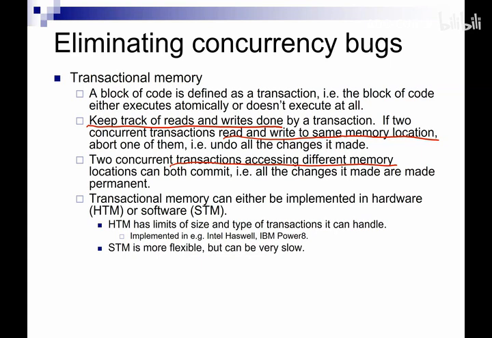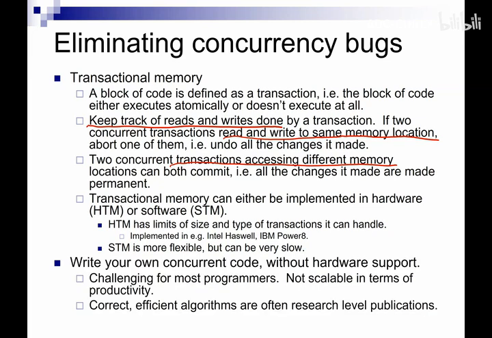On the other hand, you can do this in software, and there it becomes a lot more flexible because, for example, to keep track of the reads and writes, you can just store that in the memory of the processor. So then you can deal with much larger transactions. However, because you're doing this in software, of course it's going to be a lot slower. Currently the software transactional memory systems usually obtain pretty poor performance. Usually it's unacceptable. So people are currently not using these too much.